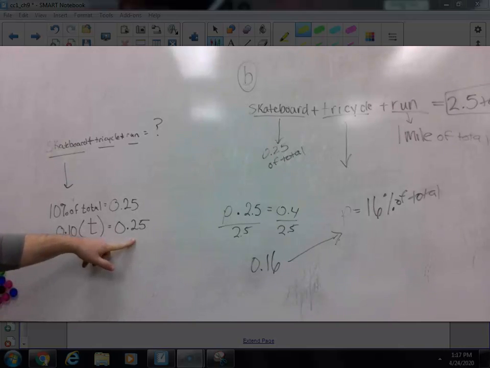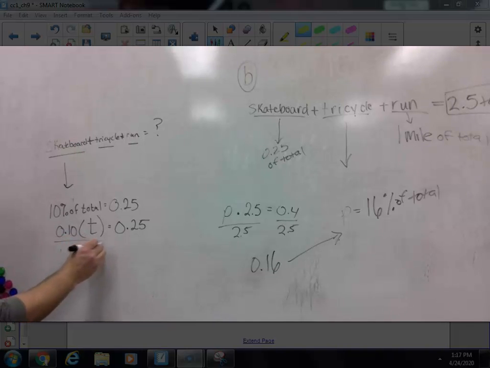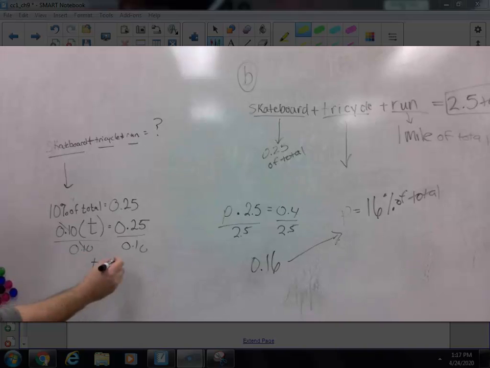So we've been working on how to solve variables. If I want this variable by itself, the total, I have to get rid of this 10/100ths that I'm multiplying by. So what is the inverse of multiplying by 10/100ths? It would be to divide both sides by 10/100ths. This leaves us with t. The total is 25/100ths divided by 10/100ths, which gives us 2.5 miles.